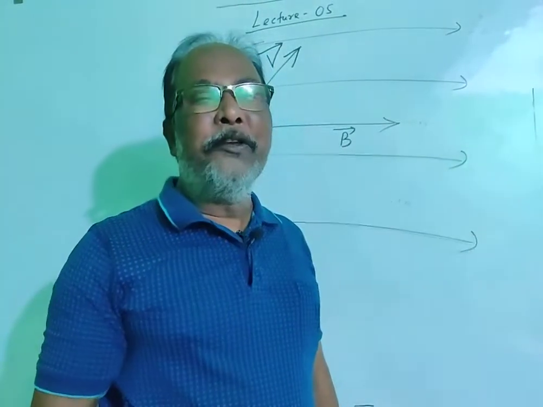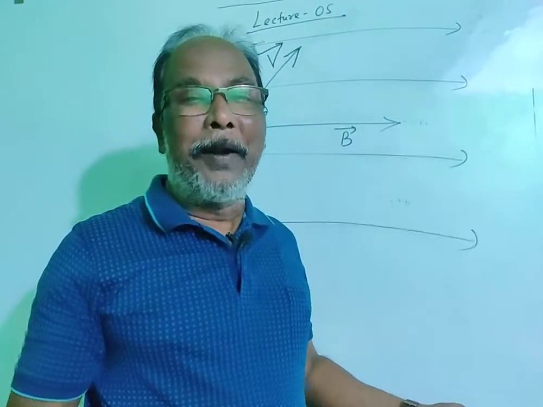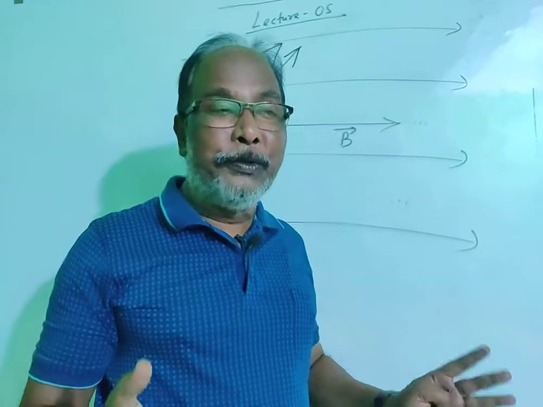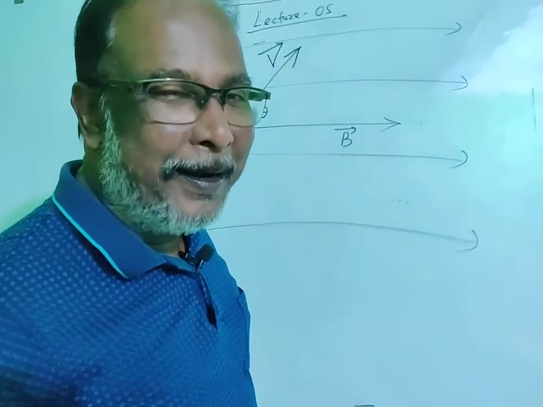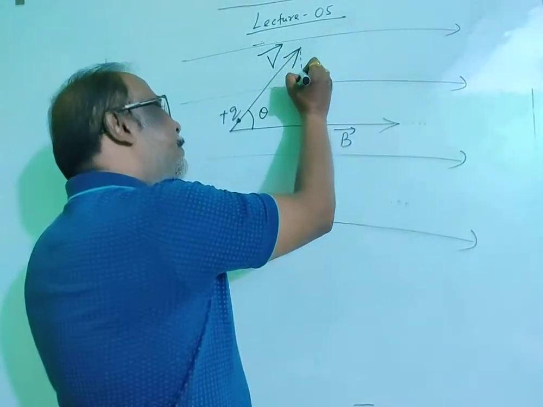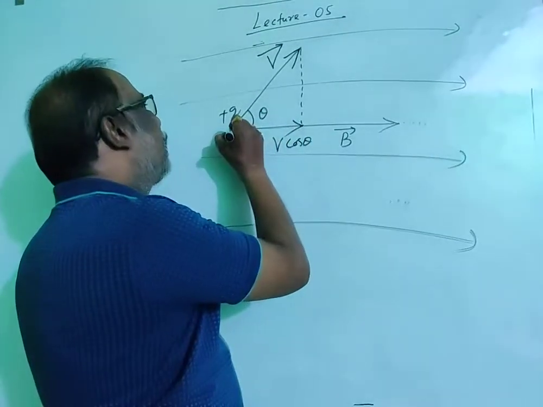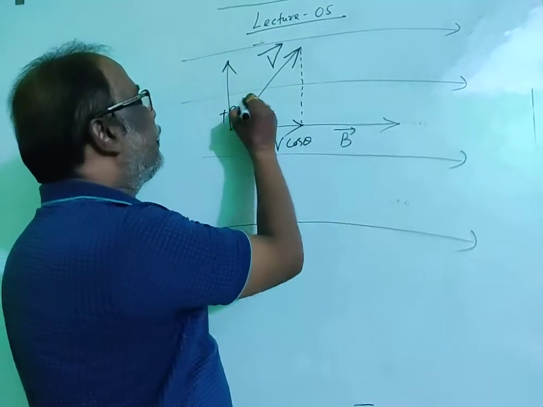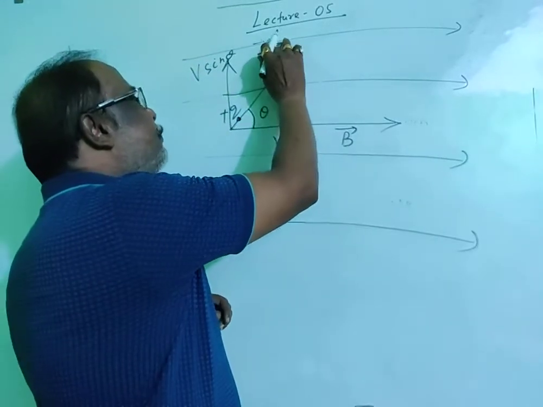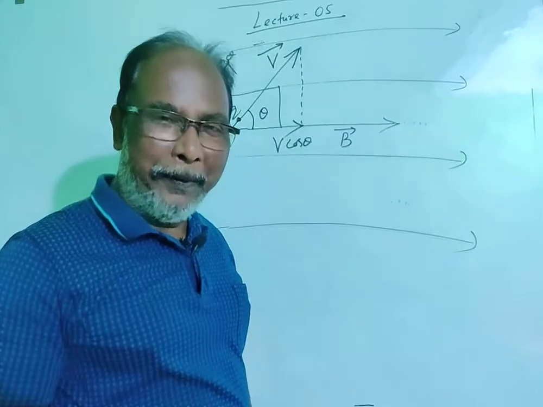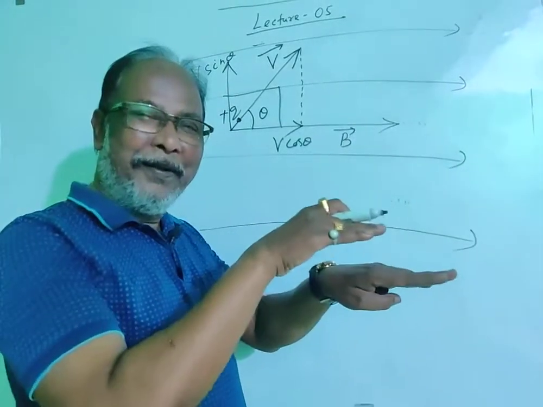Now we can resolve this velocity into two mutually perpendicular directions, and the components are called rectangular components, as you know. The component of velocity along the direction of magnetic field is v cos theta, and the component of velocity perpendicular to the direction of magnetic field is v sin theta. So this velocity is resolved into two rectangular components.